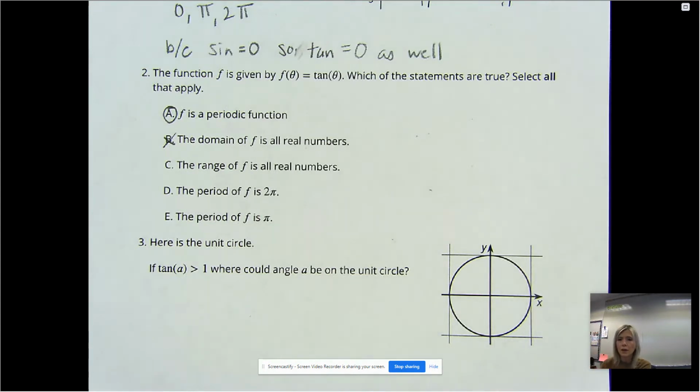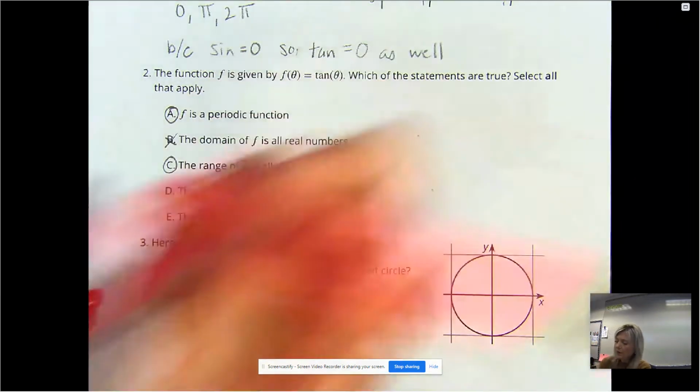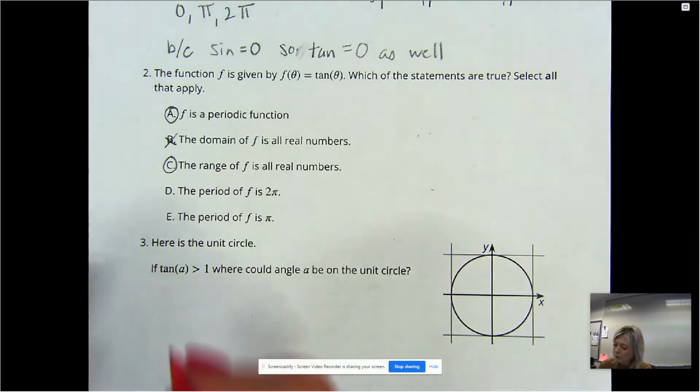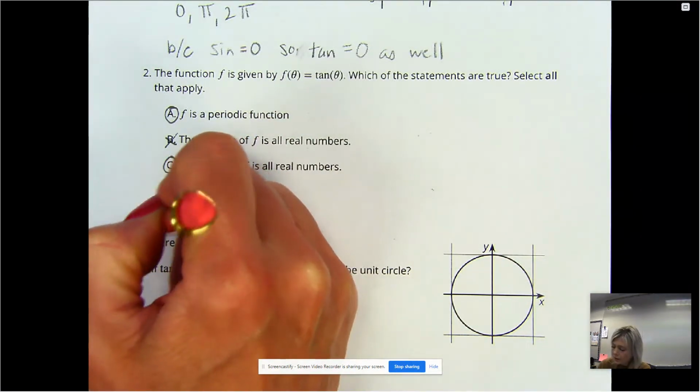It will extend increasing and decreasing in both directions. So C is correct. D, the period is 2 pi. Nope, the period is just pi. So that's E.